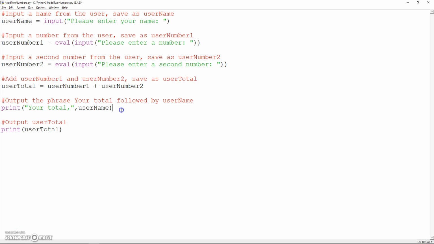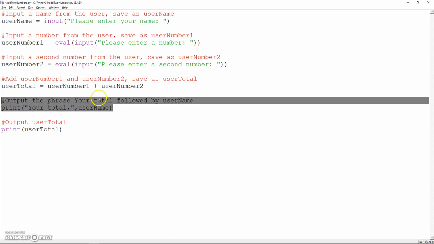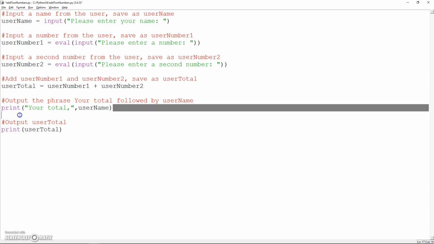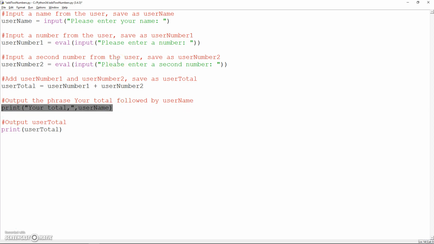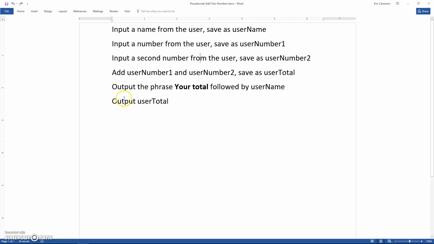Now, again, you'll notice output the phrase your total followed by username. And this is the way that looks in Python. But again, it is the programmer's job to convert our pseudocode over to whatever language they are utilizing. So basically, ladies and gentlemen, when we talk about pseudocode, we are trying to take those requirements, we are turning it into something that can be read, followed, and programmed. And at least from an introductory level, this would be a good, simple set of pseudocode.